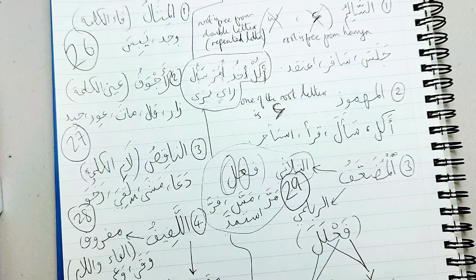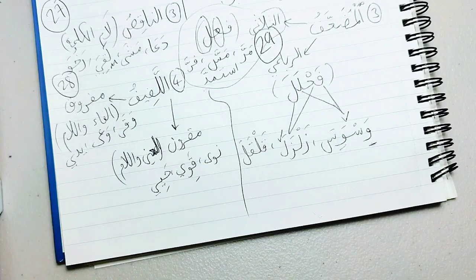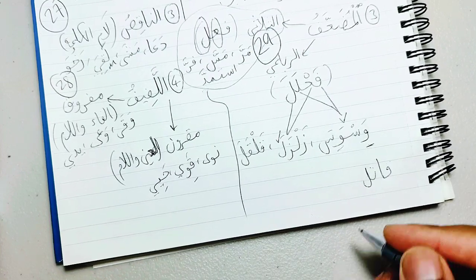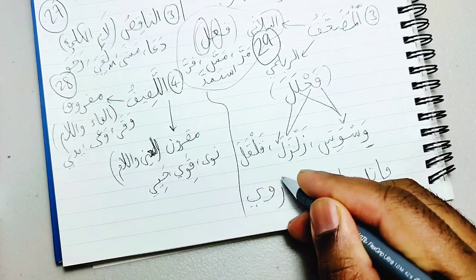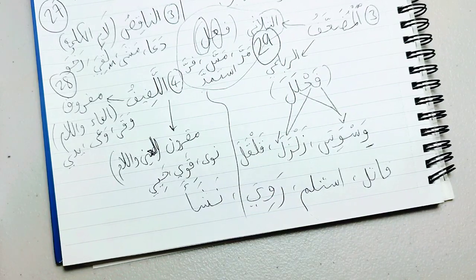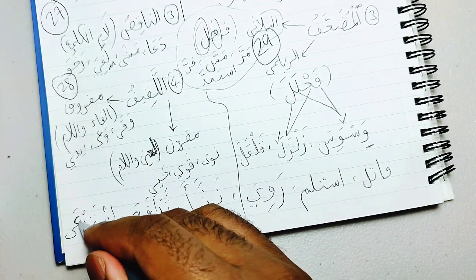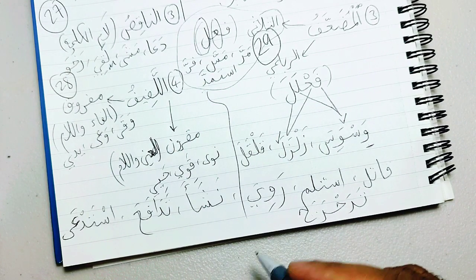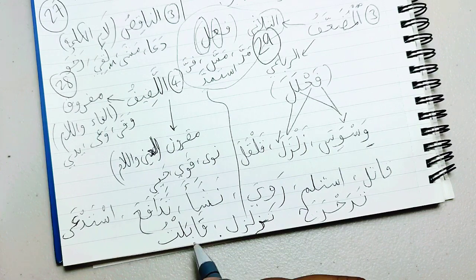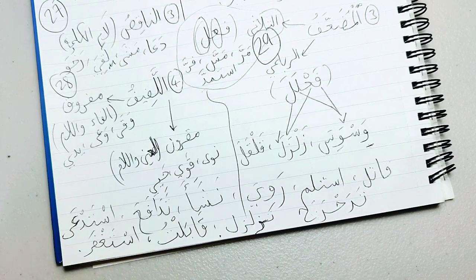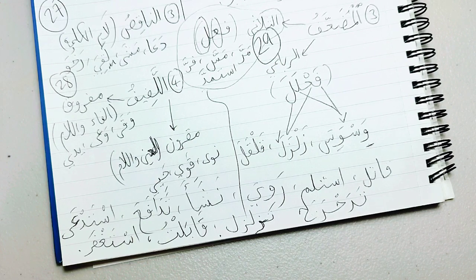Okay, before we end, I'm going to give you some verbs, and I want you to tell me which category they come in. The verbs are as follows. قاتل, استلم, روي, نشأ, تدافع, استدعى, تدحرج, and تزلزل. That says قابلت. So I've added the ضمير there. استغفر. So there's 10 verbs here in total. I want you to mention which category each one of these verbs fall into.